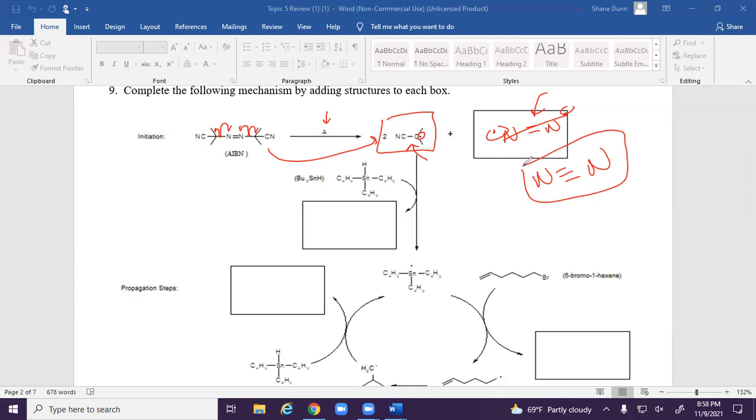So now I'll draw this guy over here so we can see what he looks like. So this radical is on what type of carbon? Is it a primary, secondary, or tertiary? That is on a tertiary. Tertiary, very stable, right? So there's no rearrangement. Okay. It interacts with this guy, BuSNH.